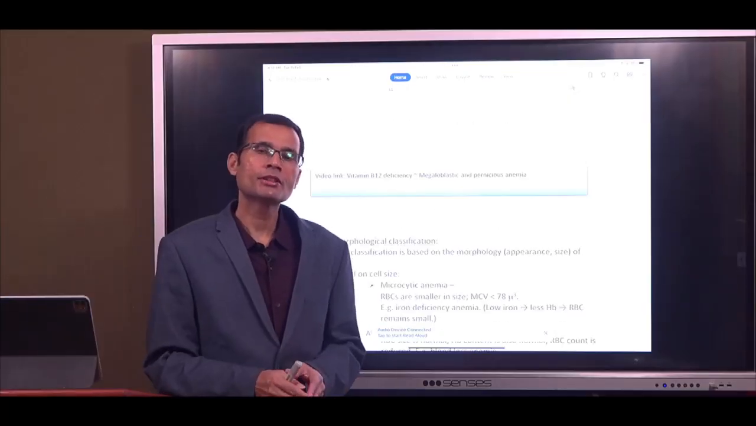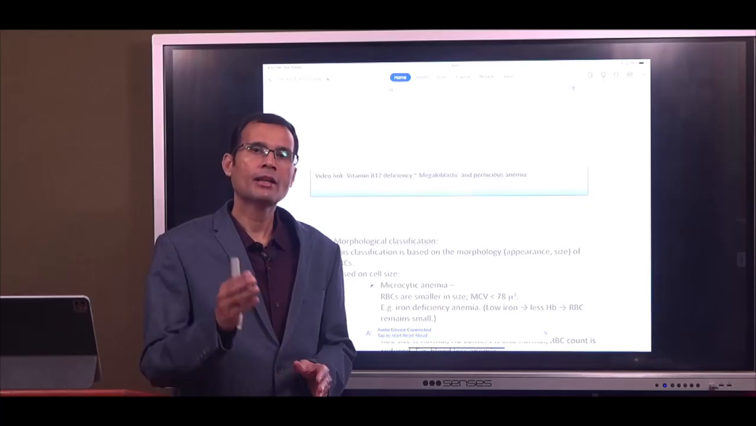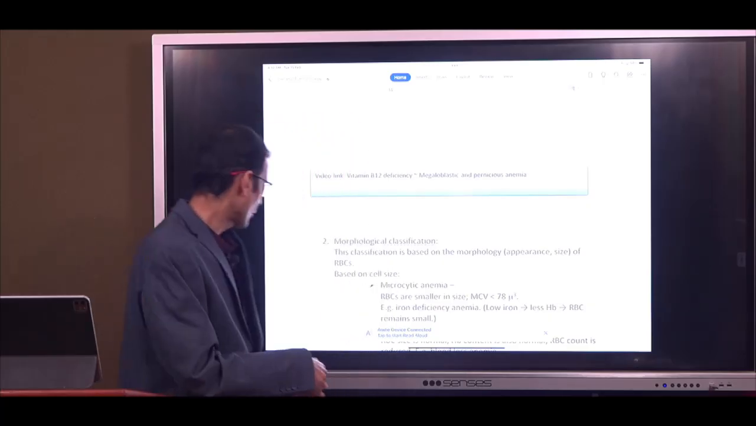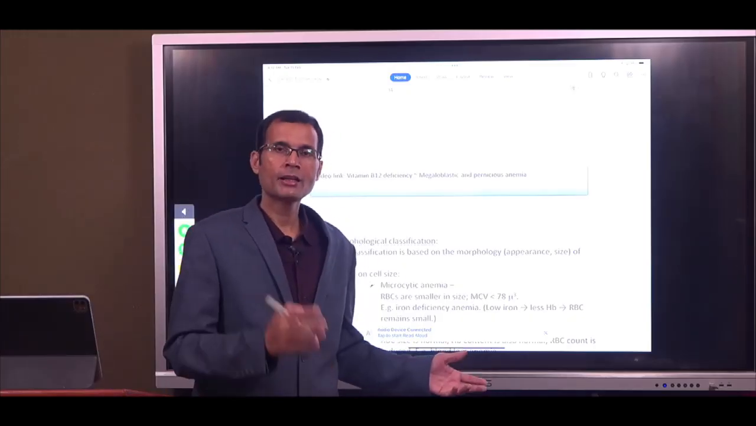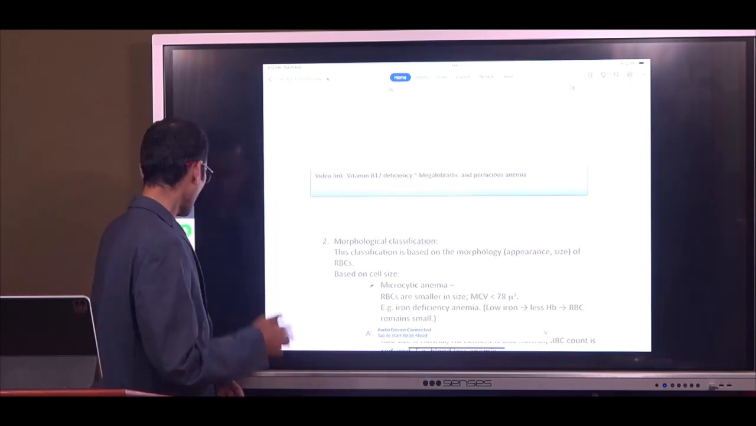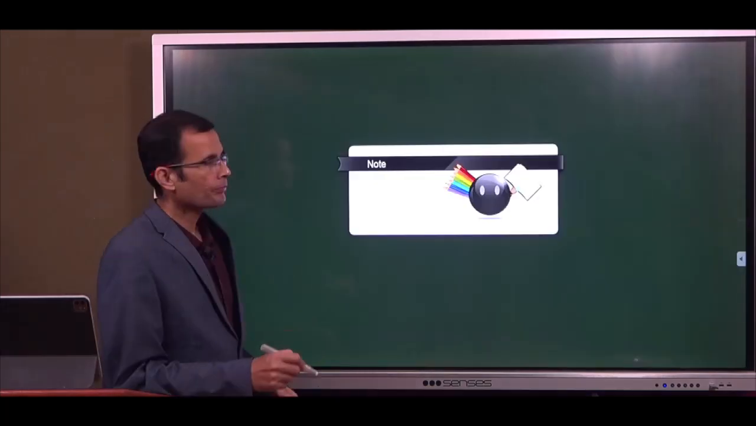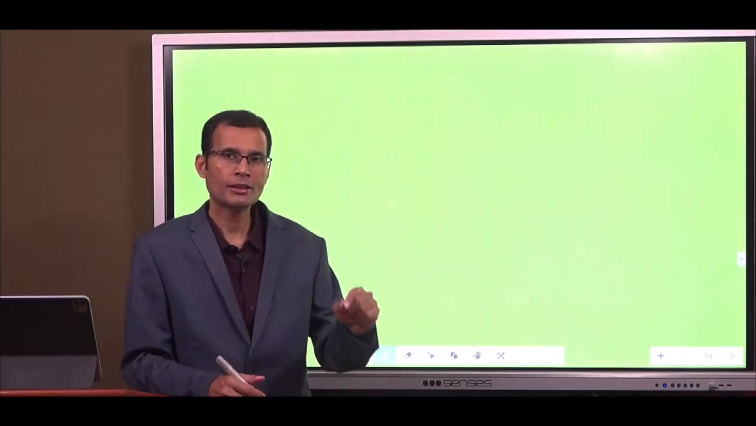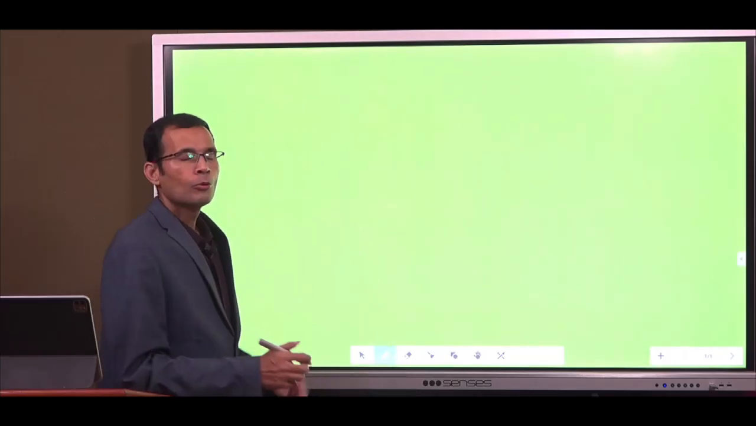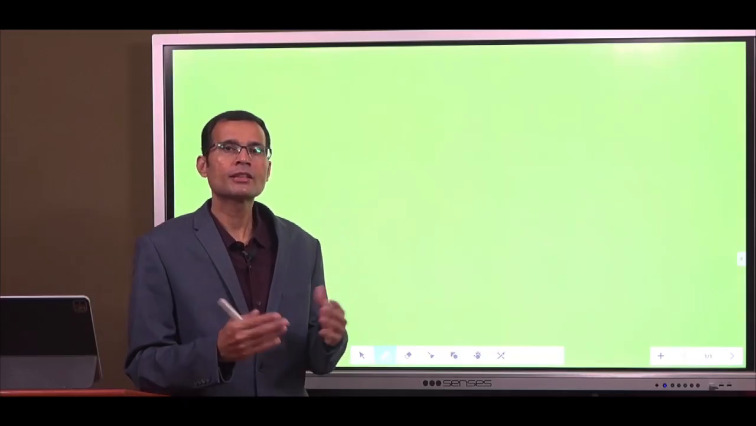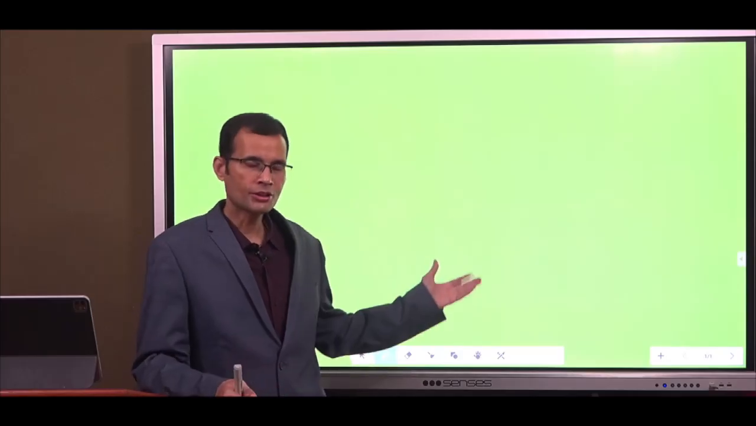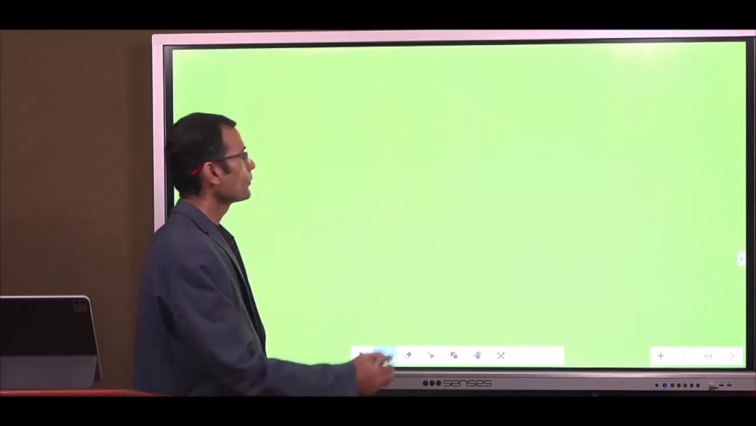Vitamin B12 deficiency, megaloblastic anemia and pernicious anemia. Very often the students confuse the terms megaloblastic anemia and pernicious anemia. There are a few things which are common in them, so one must understand. Vitamin B12 deficiency results in these two conditions, megaloblastic and pernicious anemia.